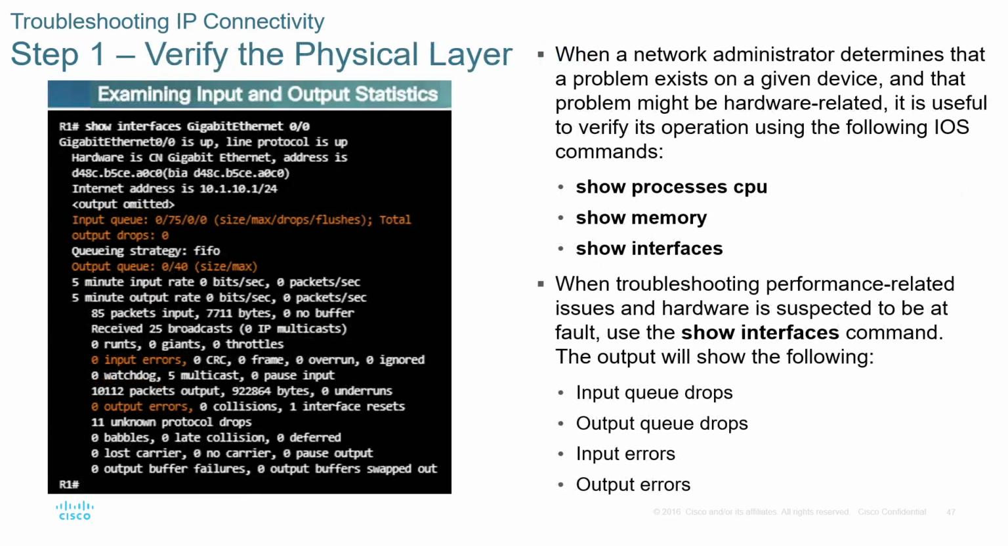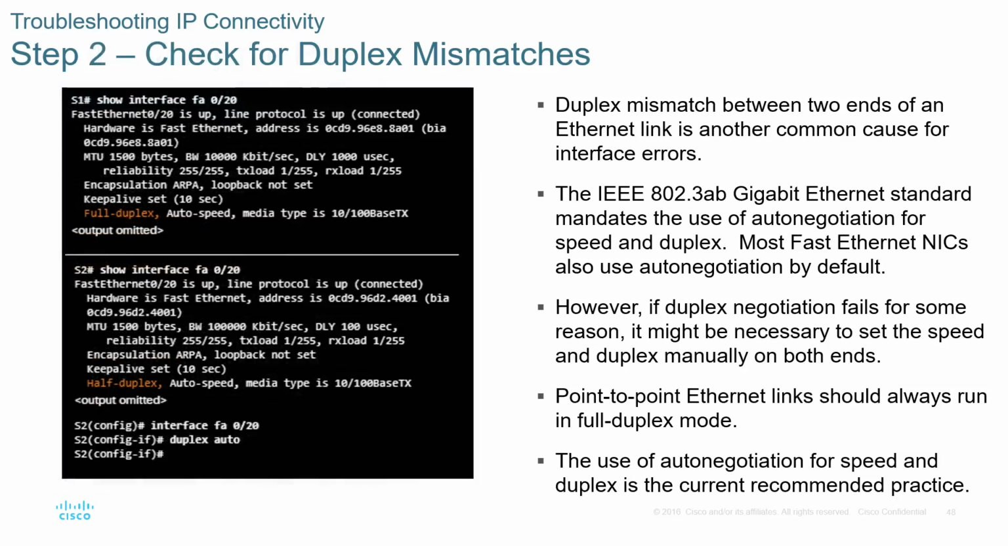Now, when we verify the physical layer, we can execute the command show process CPU on the router or switch to verify if it's being overloaded. We can show the memory as well to see if the memory is not enough. We can also show the interfaces information as well to verify if there are any packets being dropped. We can also check the duplex mismatches with the show interface and then specifying the interface. If there is a duplex mismatch, there's going to be issues in the connectivity as well.